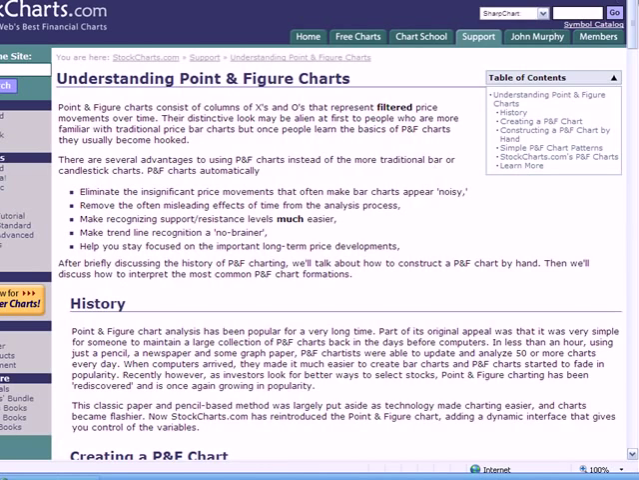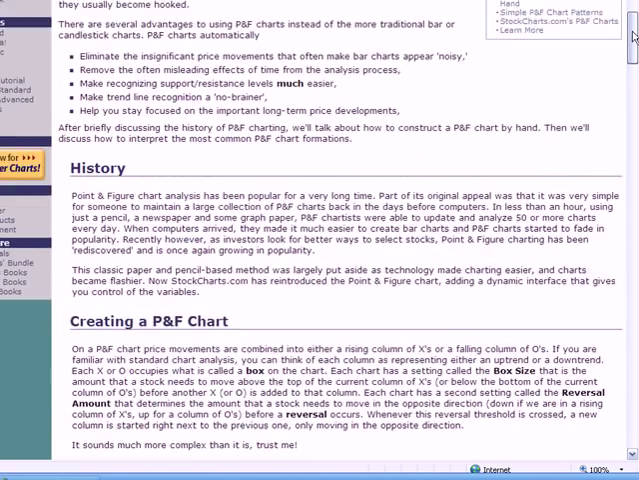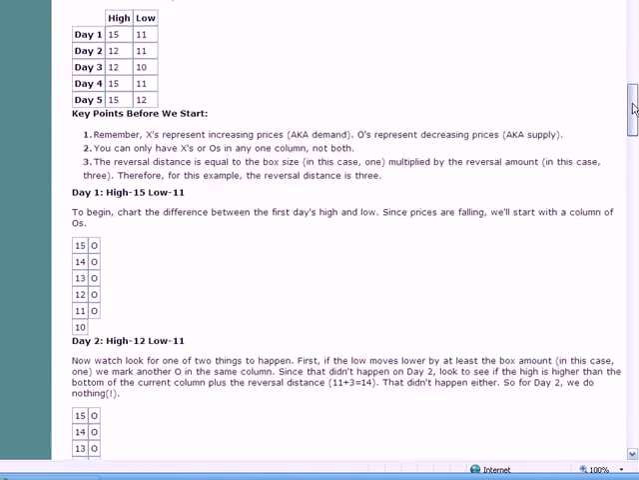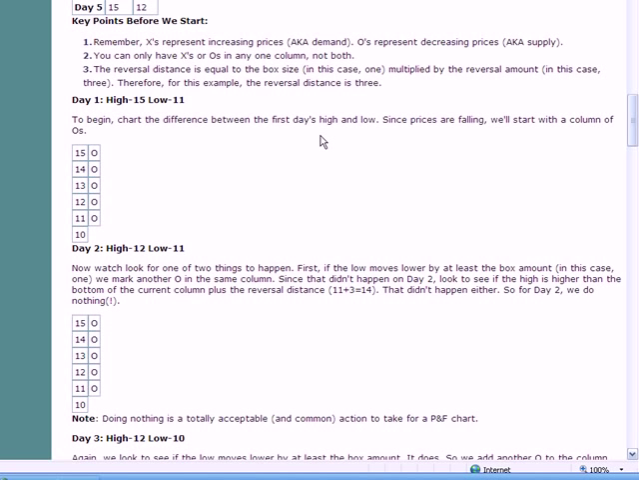Point and figure charts are not necessarily time-based like some of the other charts that we might look at. What point and figure charts do is they consist of cells. You can think of it as an Excel spreadsheet where you have rows and columns, and each cell is referred to as a box, and each row has a price associated with that row. So we can look here and see that anything coming across on this particular row would be associated with the price $15, let's say.